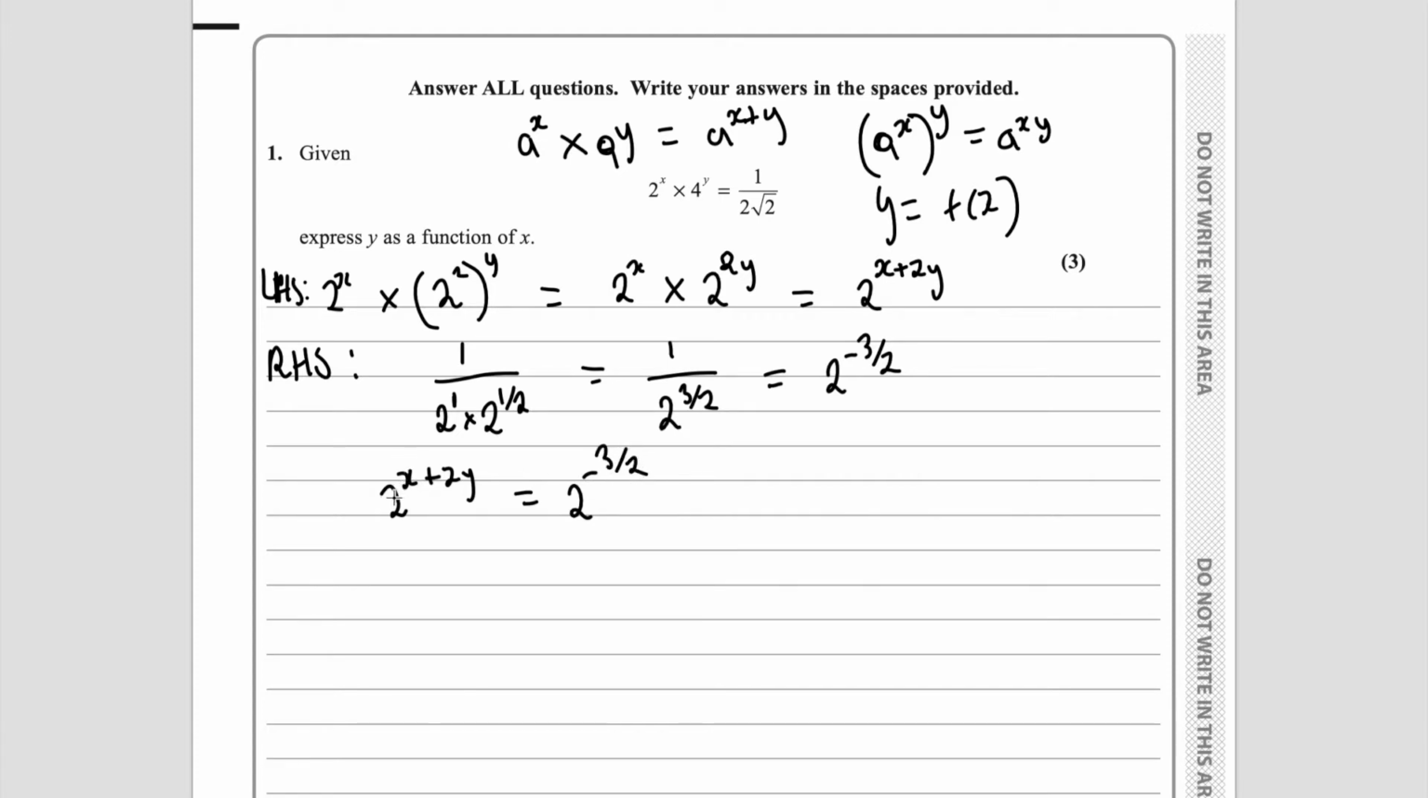It is then clear that whatever indices we have, given the fact that the bases are the same on both sides of the equation, x plus 2y is going to equal minus 3 over 2. And that quite simply gives us the fact that y is equal to minus a half x minus 3/4. And that there is the answer for question number 1.